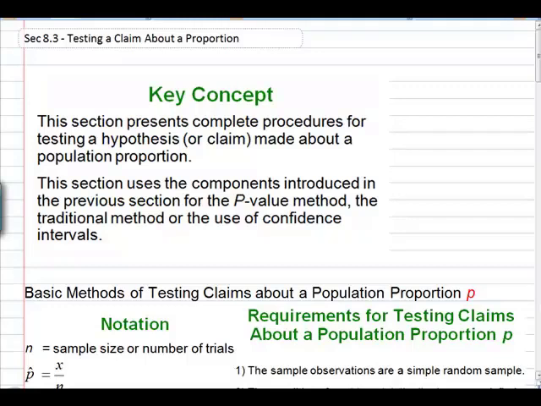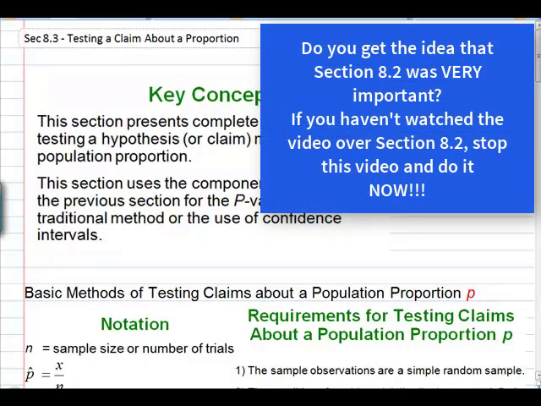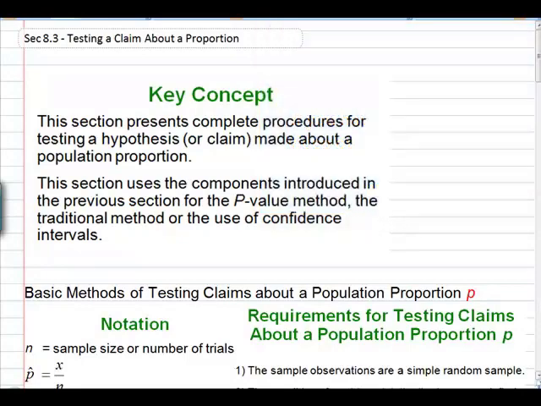Section 8.3 is testing a claim about a proportion. What we're going to do in this section now is make use of the skills that we learned in 8.2, that we've mastered from 8.2, that we recall with perfect clarity from 8.2. So what we're going to be doing now is testing a claim about a proportion.